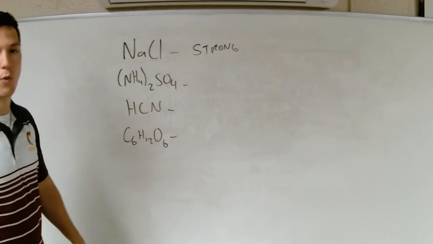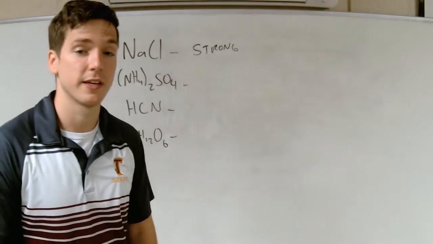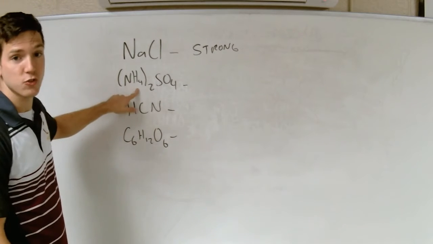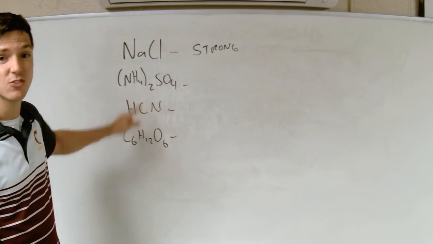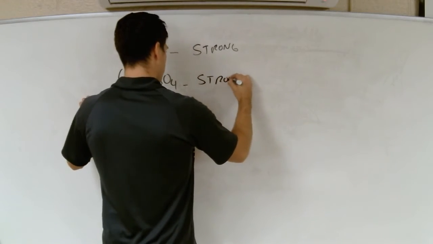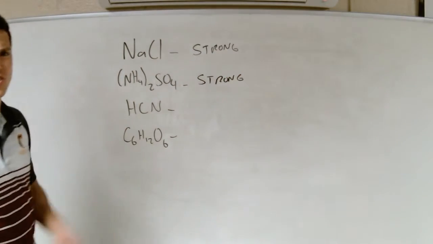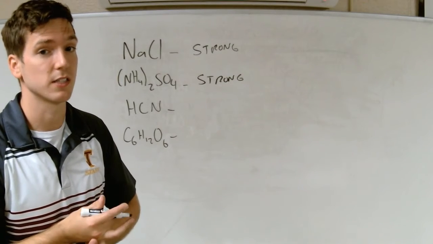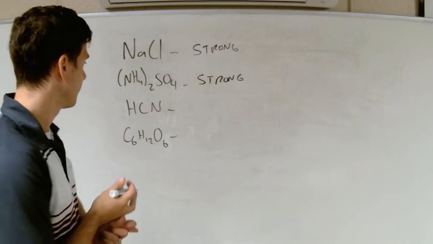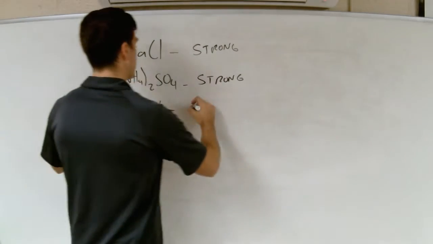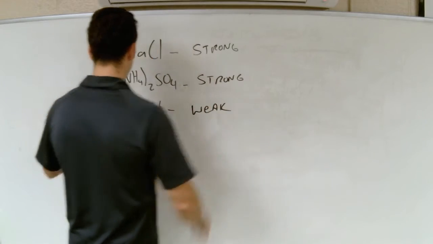What about (NH4)2SO4? Okay, it's got NH4 in it, which is one of our solubility ions, right? So that is strong. HCN, okay? Hey, it's got an H in front of it. That means it's an acid. Is it one of our strong acids? No, it's a weak acid. HCN isn't a strong acid, it's a weak acid, so it is a weak electrolyte.